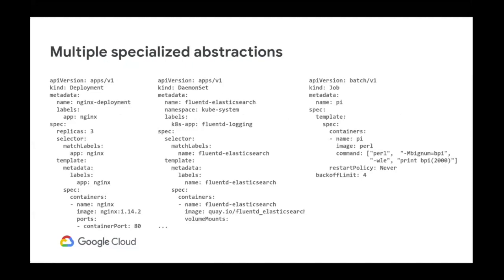One approach we applied was multiple specialized abstractions, such as with the workload controllers, deployment, replica set, daemon set, stateful set, and job. Each provides behavior targeting a specific type of workload, but they all use the same pod template spec. They don't abstract pods at all because pretty much all pod features are needed for all workload types.